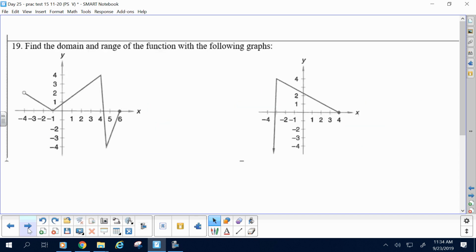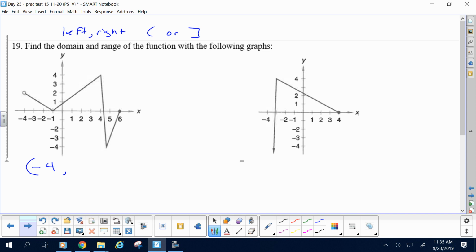All right, last but not least, domain and range from a graph. When you think domain, you think left to right. Let's do these in interval notation, and then parentheses or brackets, all right? So for this first graph, what's the leftmost point? -4. And do you actually touch or have -4? No. So do I use a parenthesis or a bracket? Parenthesis. All right. What's the rightmost point, Jude? 6. And does it actually touch that point? Yes. So do I use a parenthesis or a bracket? Bracket when you actually want to include the point. All right, so that's the domain.